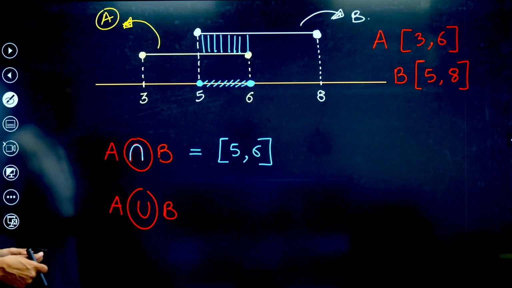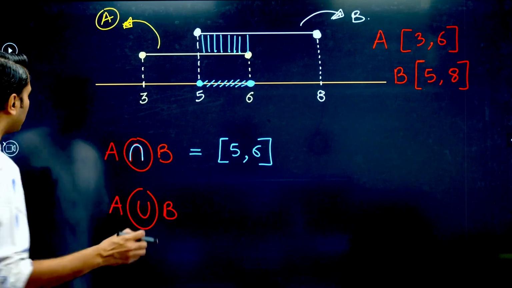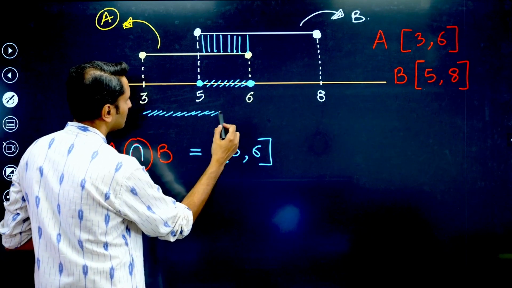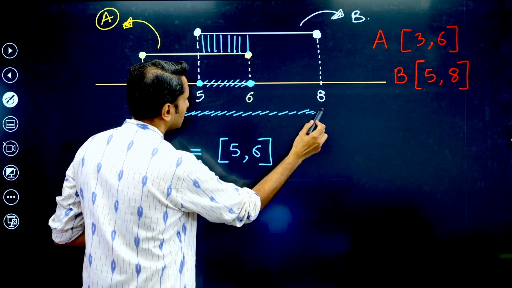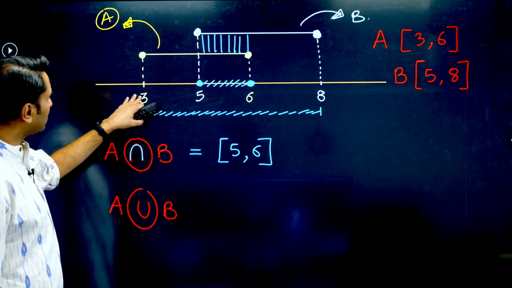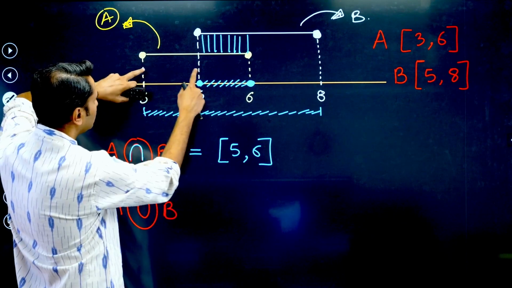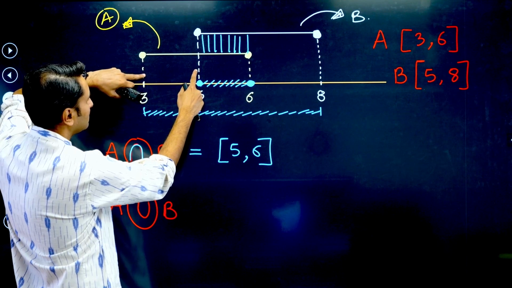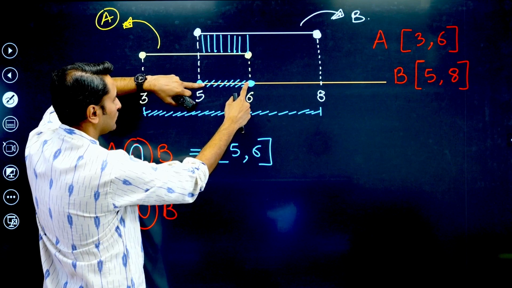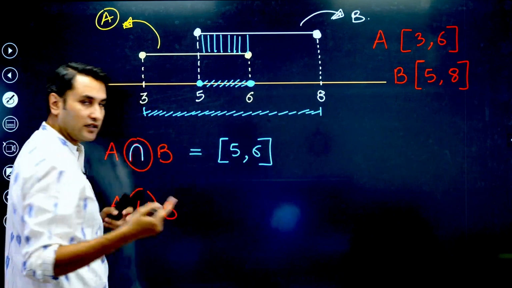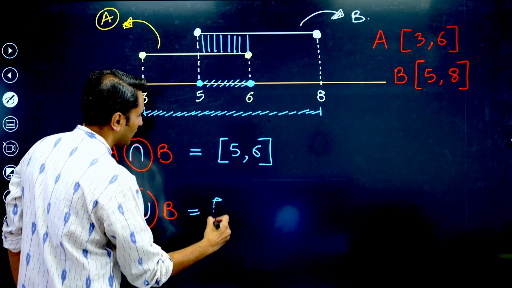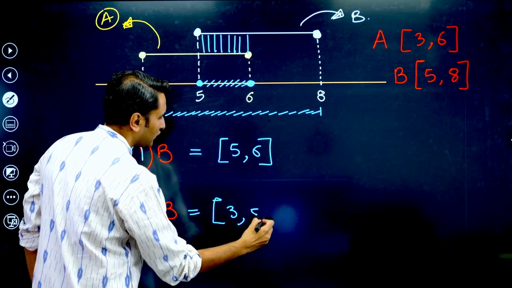So in this, if you combine everything, the entire portion from here till here is your union. This entire portion from 3 to 6, so this is only Kunal's, only Achin's, and the common between the two. I will take everything, that is union, right? So what is your union going to be? Union is going to be everything from 3 to 8.